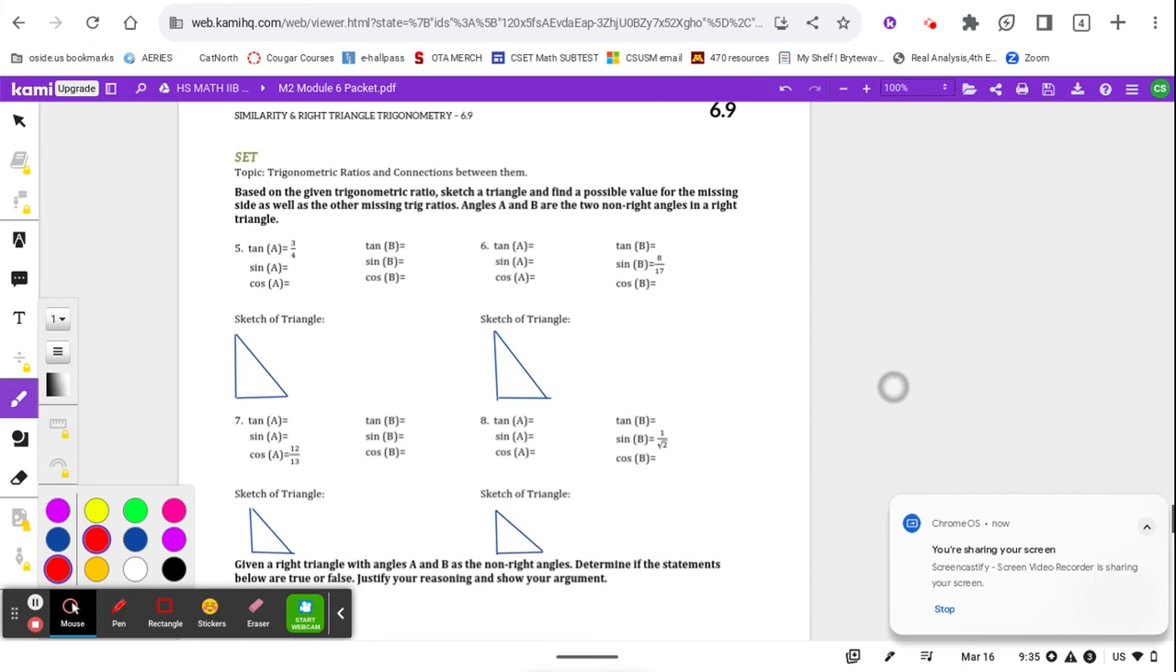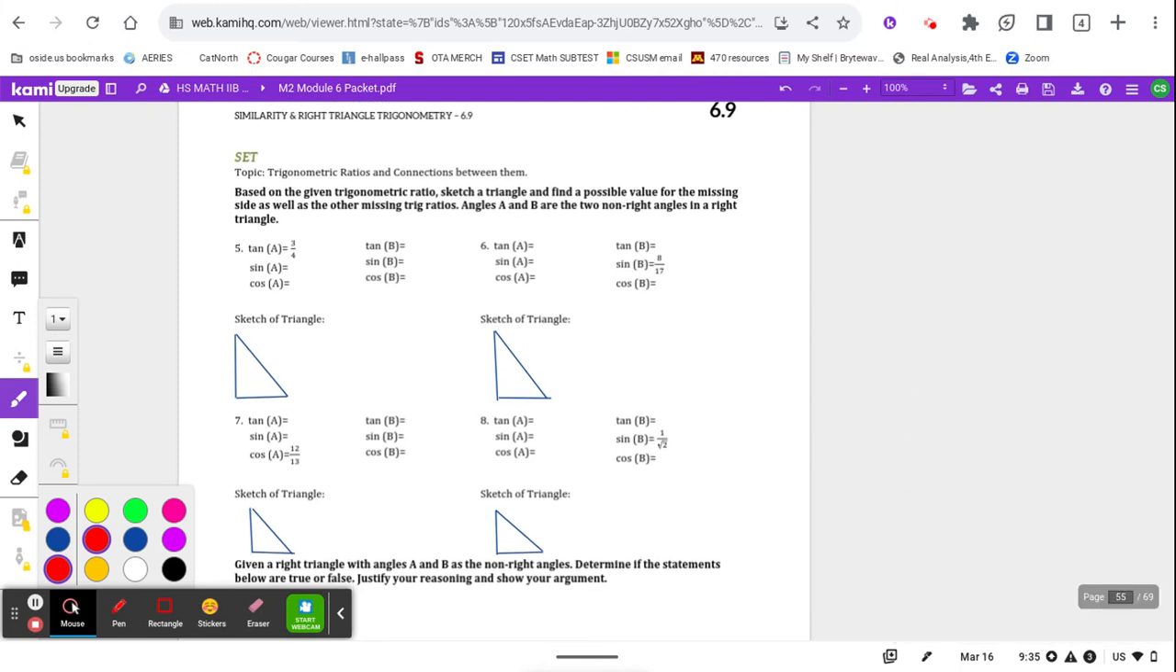All right, on the 6.9 set, we're looking at a hint being given to us where it says number 5, the tangent of A is 3/4. So if you remember, our shortcut for remembering the trig ratios is SOH CAH TOA. That stands for the sine of an angle is equal to opposite over hypotenuse. The cosine of an angle is equal to the adjacent over hypotenuse, and the tangent of an angle is equal to opposite over adjacent. So the first question is, which angle is angle A?